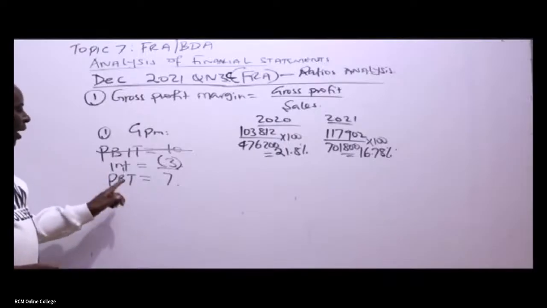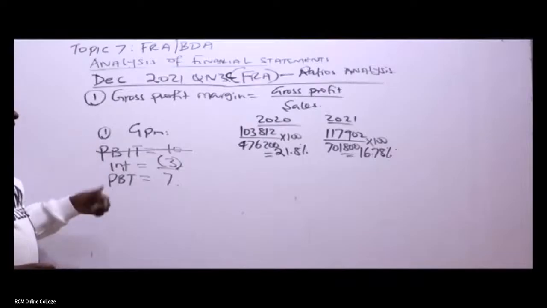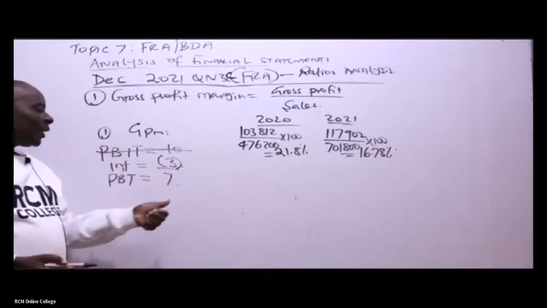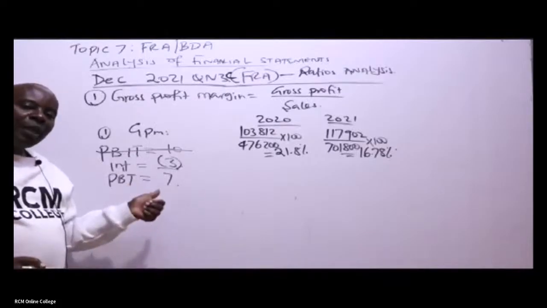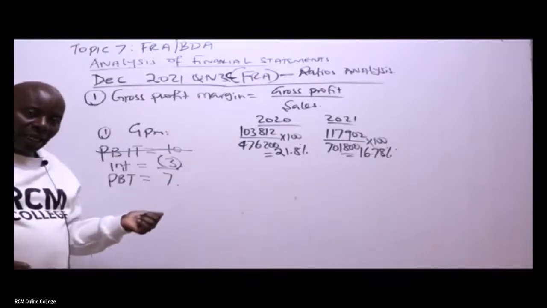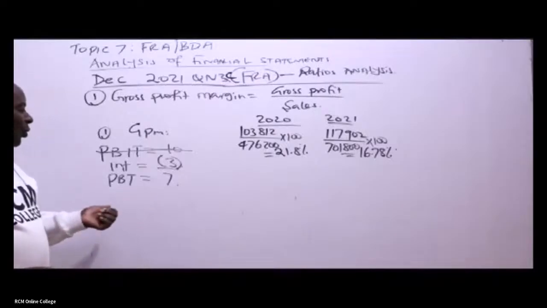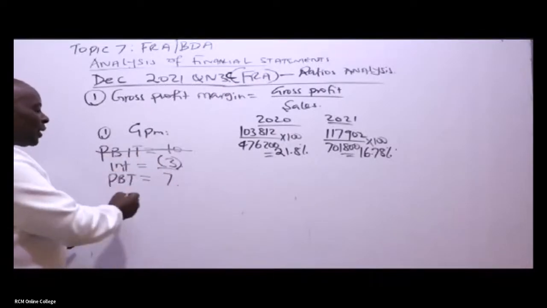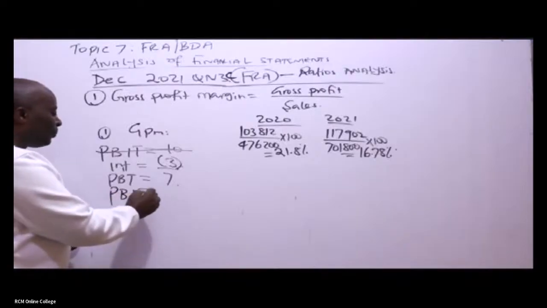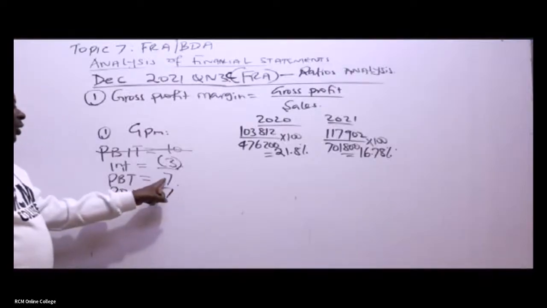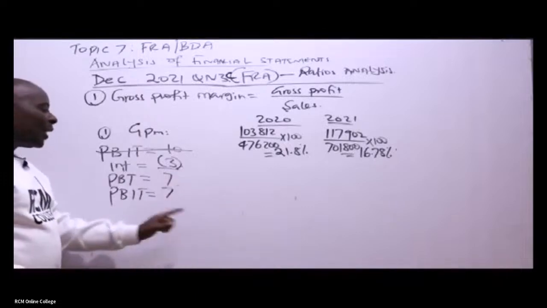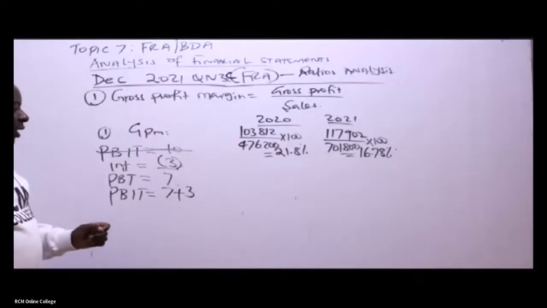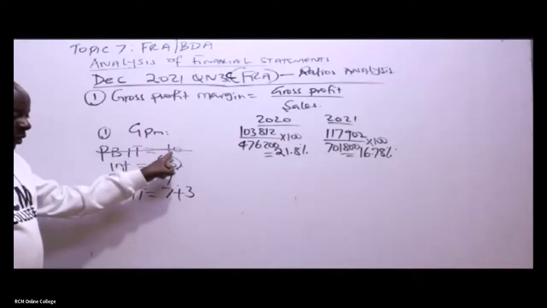So the question will be, how do you change PBT to PBIT? Very easy. Because you see, this is profit before tax. It's after interest. So I want you to make it before interest and tax. To change this to before interest and tax, you had subtracted interest to arrive at this, so simply go and add back that interest. You add back the interest, which is 3. So 7 plus 3 will give me what here?